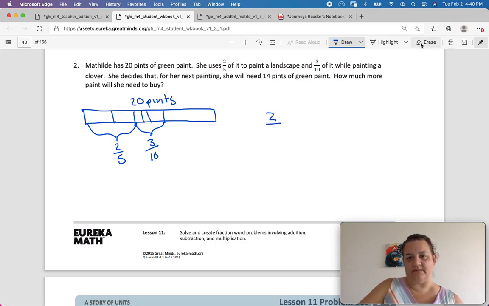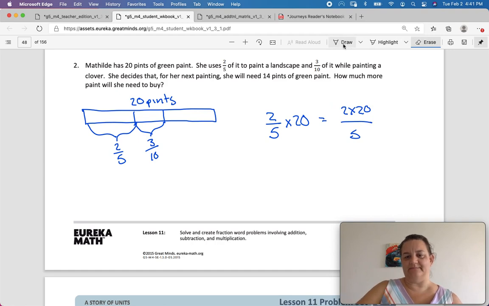Okay. So 2/5, oh, you know what, I'm going to erase that. And I'm going to erase those inside lines. We don't really need those. 2/5 was the landscape times 20 pints equals 2 times 20 over 5. And I don't actually need those parentheses. I just put them there because of habit.